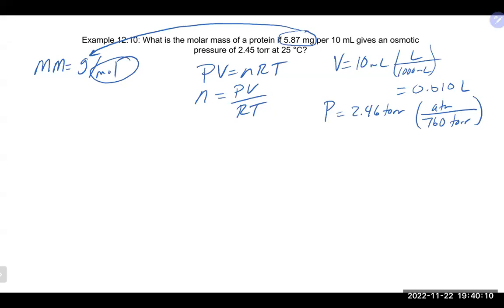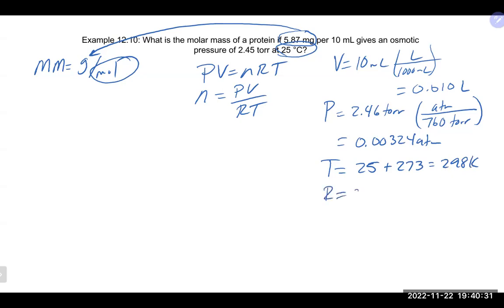2.46 divided by 760, which is 0.00324 atmospheres. And lastly, like normal with gas laws, we do need to convert our temperature into Kelvin, and that should give us 298 Kelvin. Obviously, we always have R, which is the same R that we used before. So really, we now have everything that we need to solve for the moles.